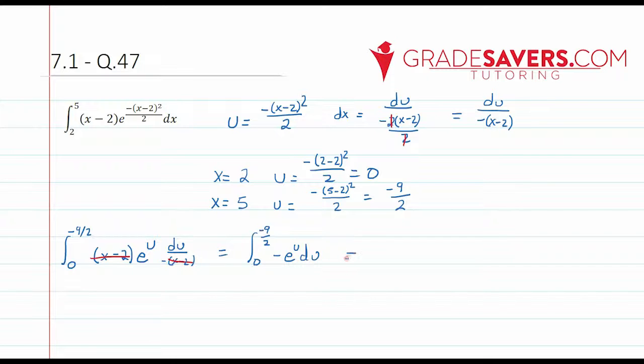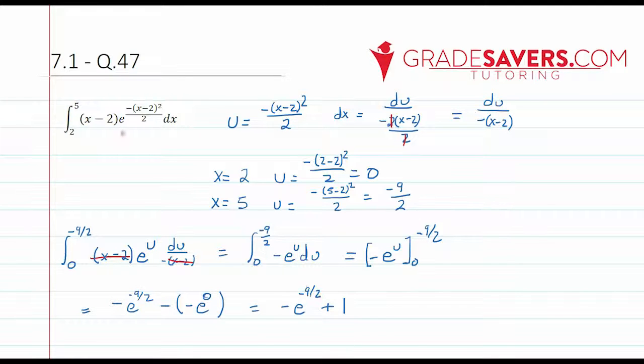Alright, now let's solve this question. The integral of negative e to the u is also negative e to the u, and we need to solve this from 0 to negative 9 over 2. So let's substitute our values in. It's always the top value first: negative e to the negative 9 over 2, minus negative e to the 0, and this becomes negative e to the power of negative 9 over 2. Minus times minus is positive, and e to the power of 0 is simply 1, and that's it.